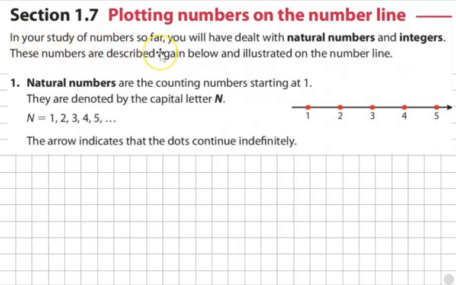So in your study of numbers so far, you will have dealt with natural numbers and integers. These numbers are described again below and illustrated on the number line. Natural numbers are the counting numbers starting at 1. They are denoted by the capital letter N. So N is equal to 1, 2, 3, 4, 5, and so on. The arrow indicates that the dots continue indefinitely. So we have dots on 1, 2, 3, 4, 5 and an arrow to the right. This is what I mean by noses. You want to think of a big red nose, like Rudolph the Red-Nosed Reindeer.